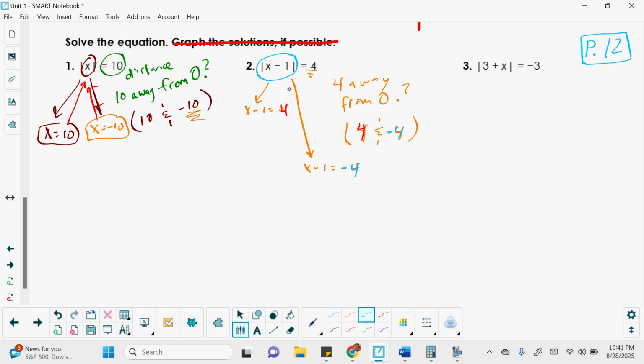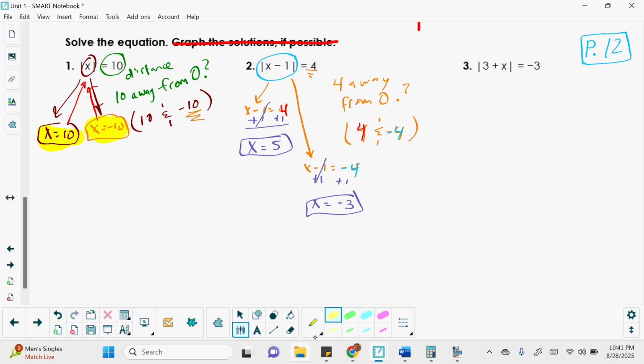Now you'll solve these two equations. We'll start with x minus 1 equals 4, so we add 1, and we get x equals 4 plus 1, which is 5. Then lastly, x minus 1 equals negative 4. We add 1 again, but now it's negative 4, so we get x equals negative 3. So in the first problem, you had two solutions, 10 and negative 10. In the second problem, we get 5 and negative 3.